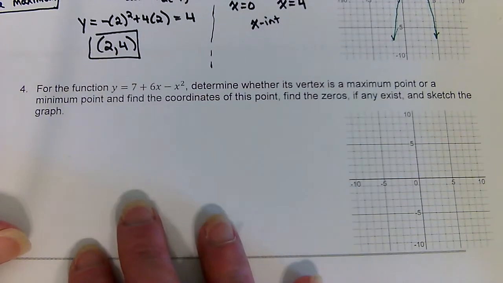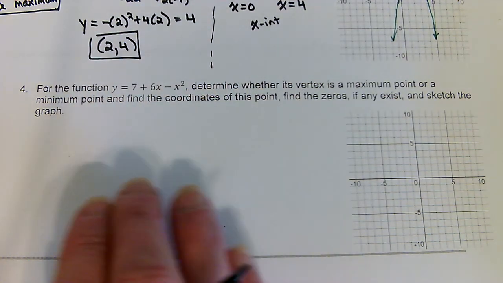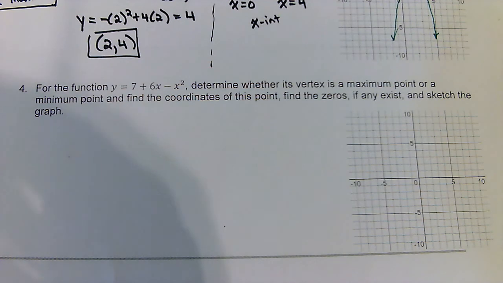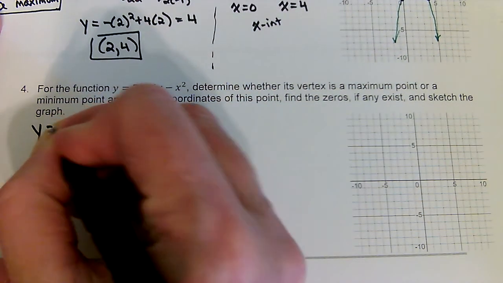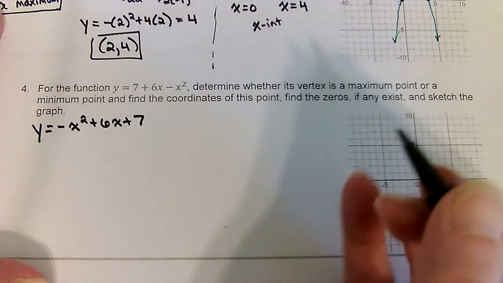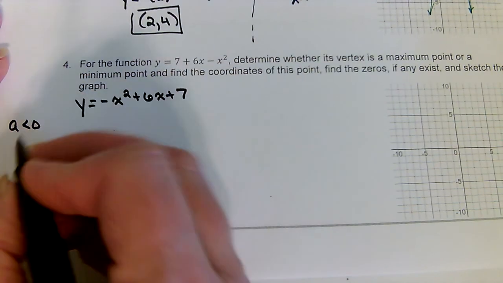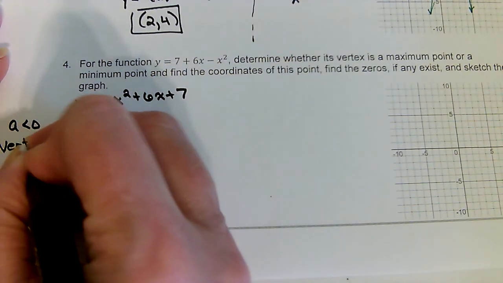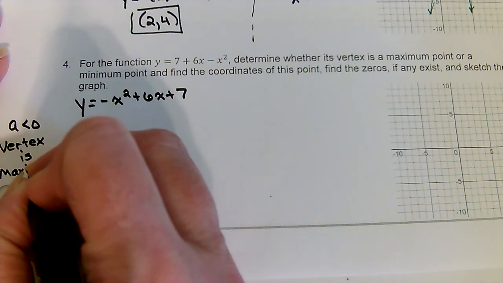All right. For the function y equals 7 plus 6x minus x squared, we're going to do the same thing. So feel free to pause the video, try it, then come back. I'm going to rewrite it in order. A is negative. Vertex is a maximum.